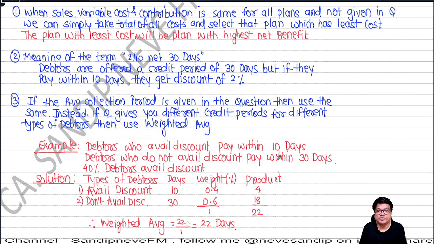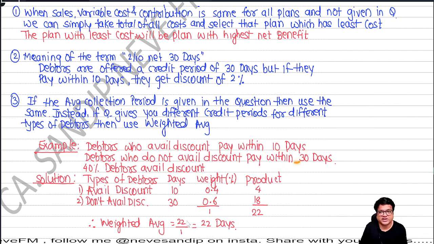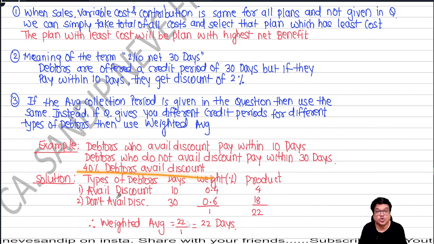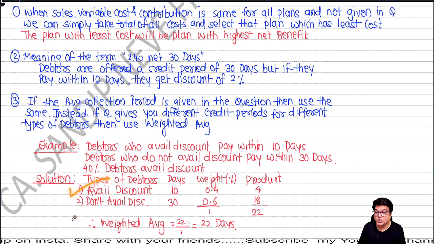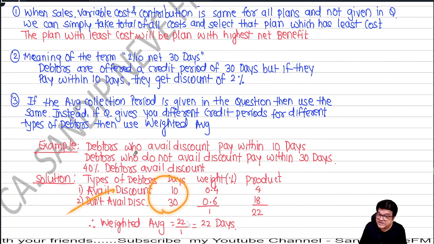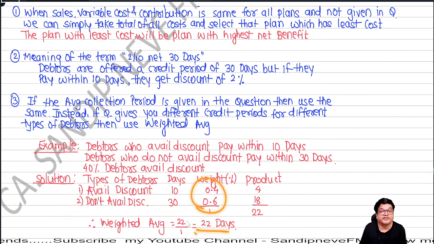Debtors who avail the discount pay within 10 days, and those who do not avail the discount pay within 30 days. 40% of people avail a discount. So what we do, we write two types of debtors: availing discount and not availing discount. We write their average collection period, take the percentage as their weights, and then we find the weighted average.